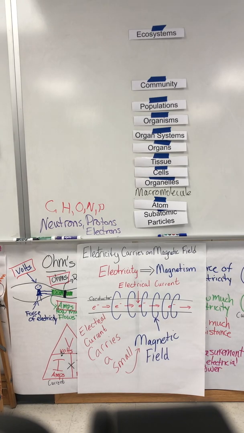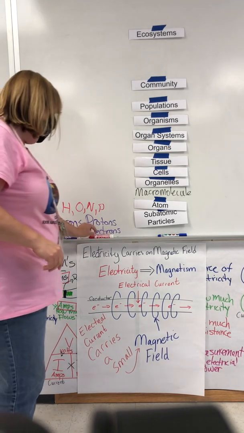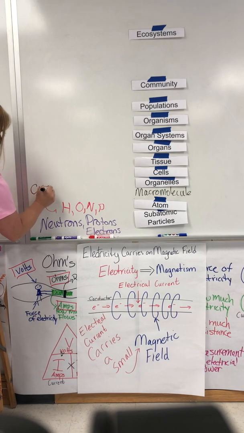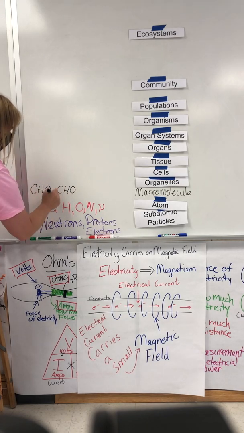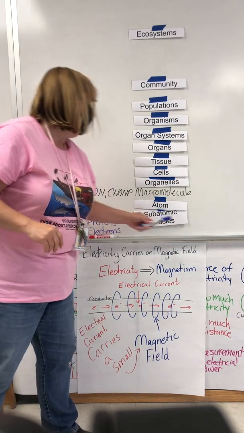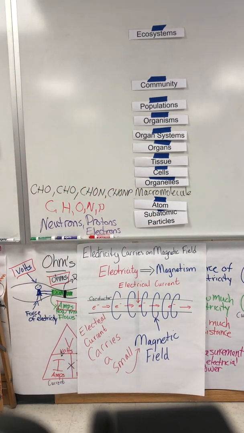Caleb, what? So these things get together and they make macromolecules. What 4 macromolecules do we know? Carbs, lipids, proteins, nucleic acids. Okay, all right. So those macromolecules get together and they make organelles.